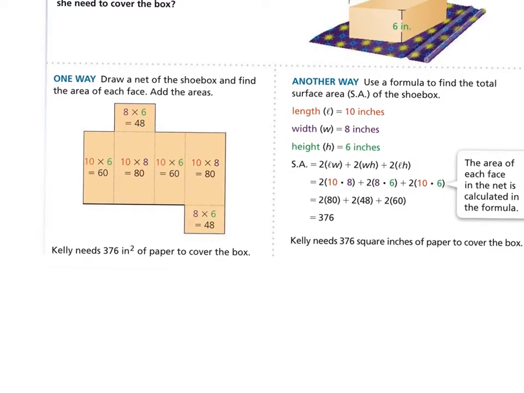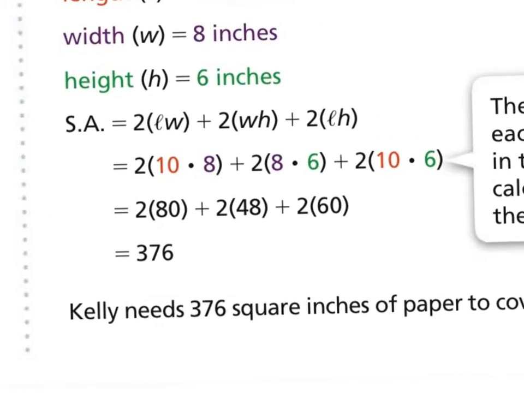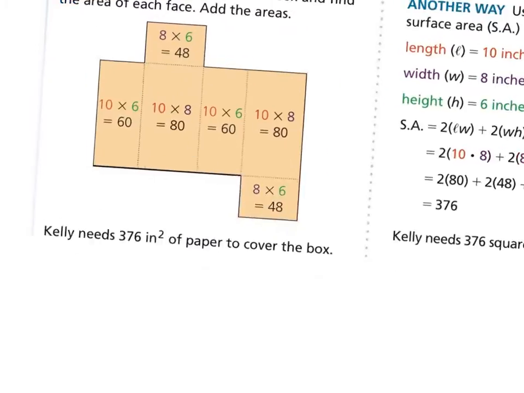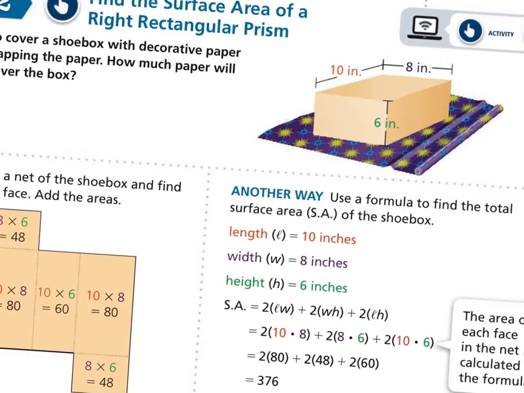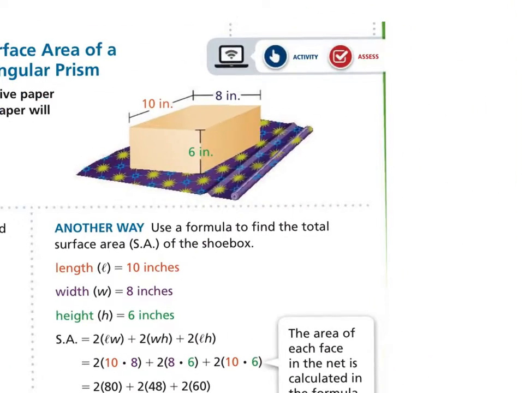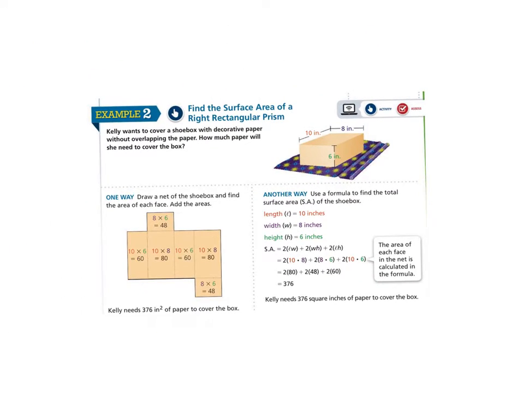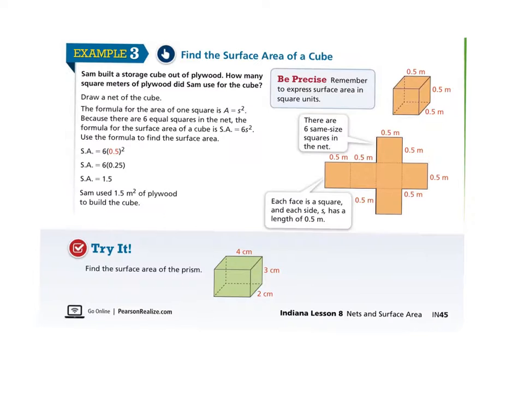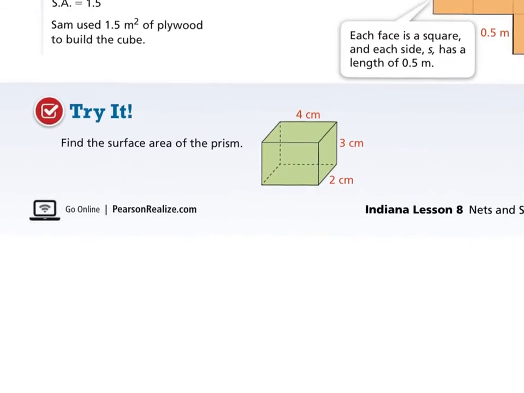Okay? So the book talks about a formula here. We're not going to have that formula, but that's okay. Basically, we're just going to look at this thing. Well, we'll look at it with the try it in just a minute here. So let's go to the try it, and then we'll come back and look at example 3.